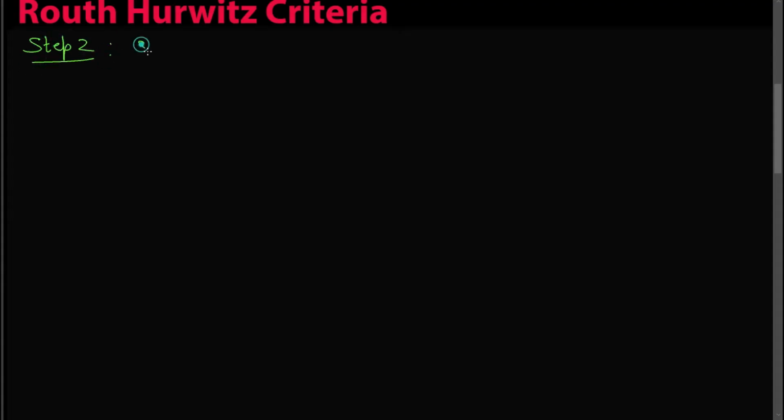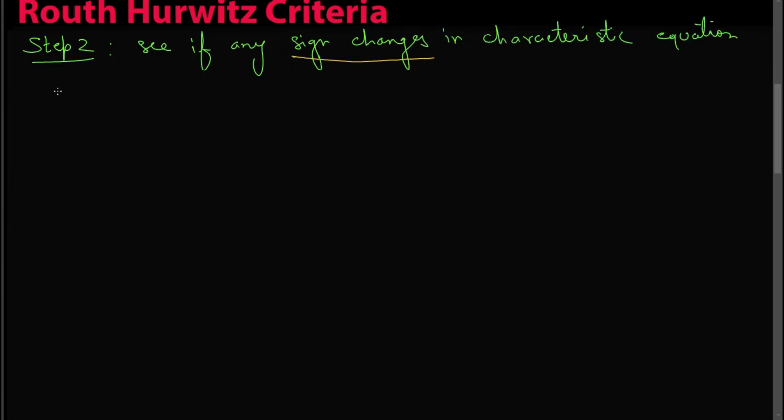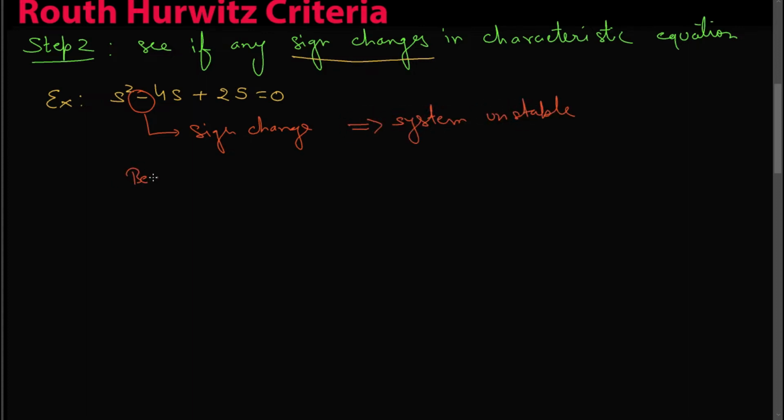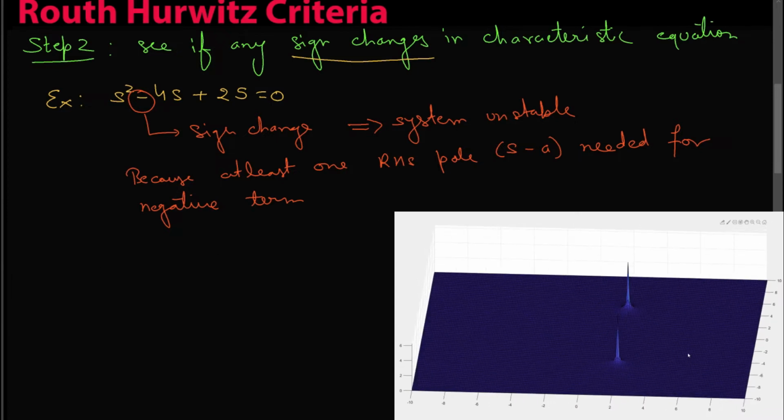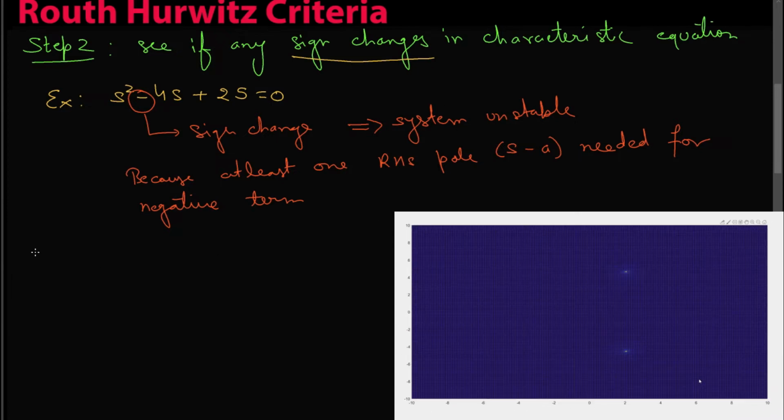In step 2, we will look for any sign change in the characteristic equation. As you can see from this example, the coefficients of s squared and s to the power 0 are positive, while the coefficient of s is negative. So here you can directly conclude that the system is unstable, because at least one right hand side pole is needed to introduce a negative sign in the characteristic equation. Moreover, when we plot this characteristic equation, you can see there are poles at two positions and both are on the right side of the axis. Hence the system is unstable.